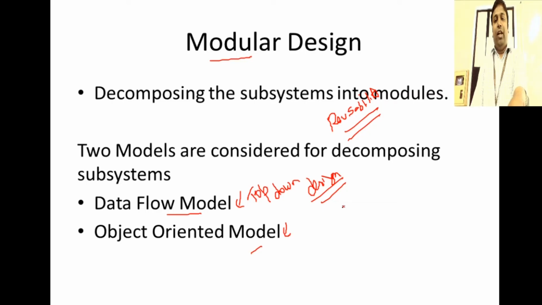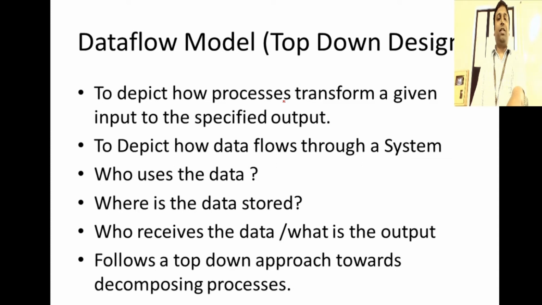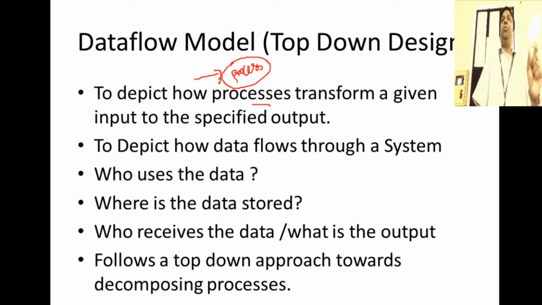What is data flow modeling? I told you it depicts how processes transform input to a specified output. So you have a process. In your terms, you can call that a function. A function definitely gets some input, in the form of a trigger or parameters, anything. Something should trigger a function. Only then it will work, right? And a function should give an output.